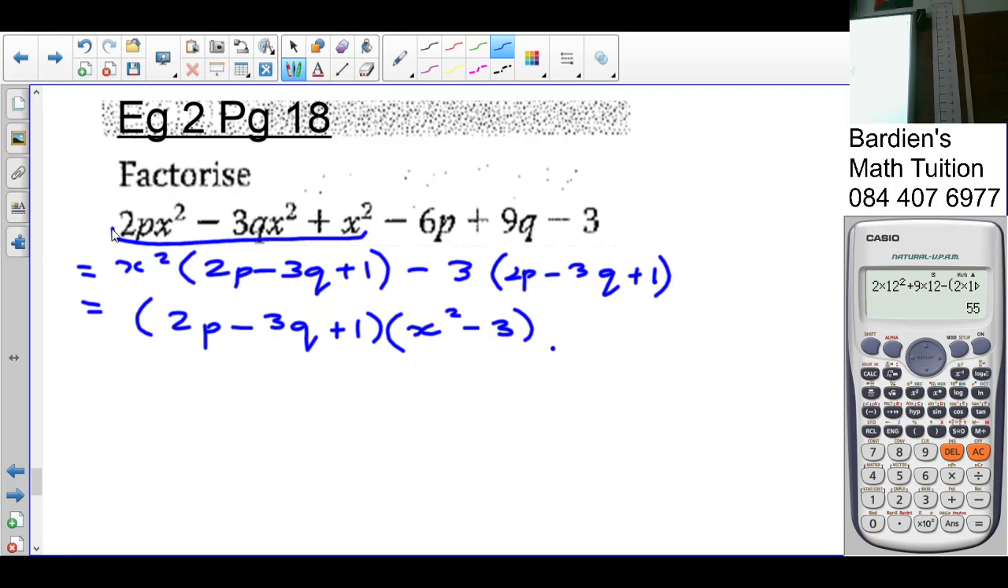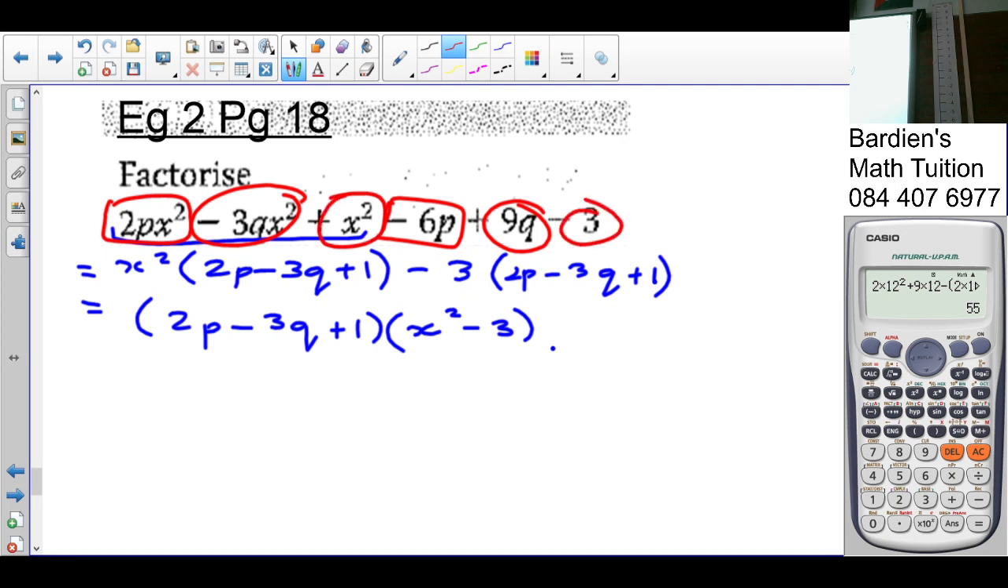You could have rearranged like this as well. That one and that one, and this one here, that one there, and then x squared minus 3. Can you see that? You see, people, you would land up with the same thing. Like I said, either way, you're going to get the full mark.